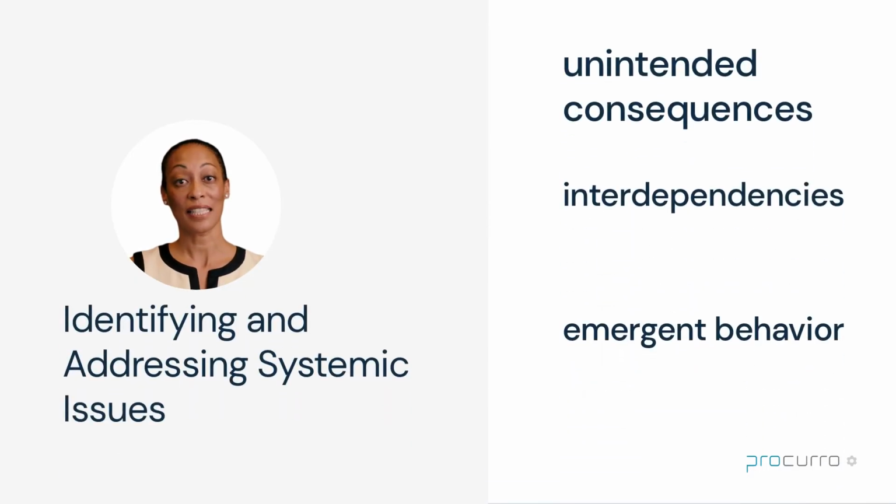We can consider unintended consequences, interdependencies, and emergent behavior when using systems thinking to identify and address systemic issues. Unintended consequences refer to the unexpected outcomes that can result from a particular intervention. Interdependencies refer to the connections between different parts of a system and how changes in one part of the system can impact other parts. Emergent behavior refers to the patterns and behaviors that emerge from the interactions between different parts of a system.